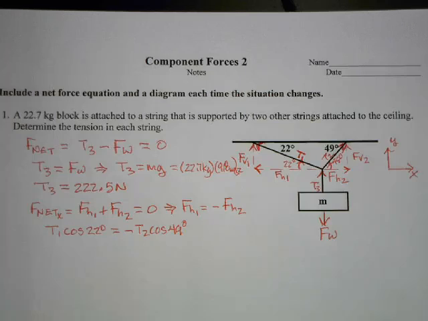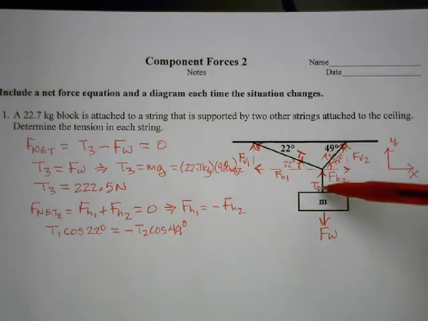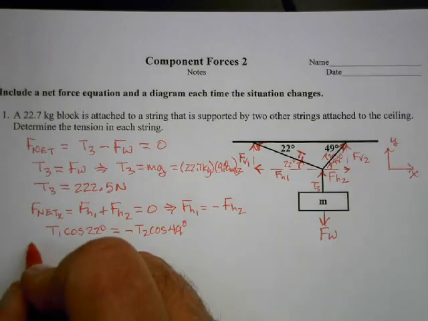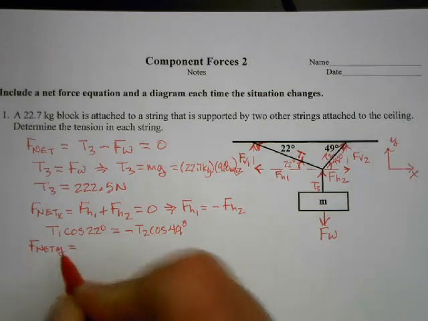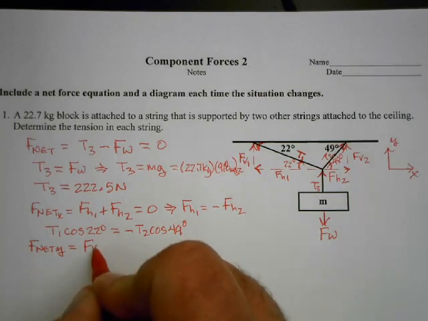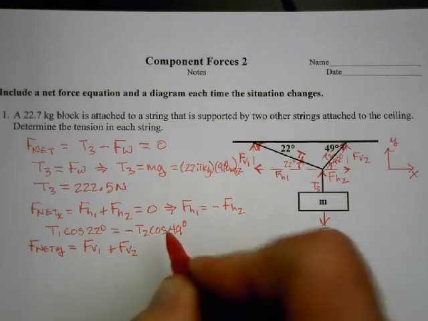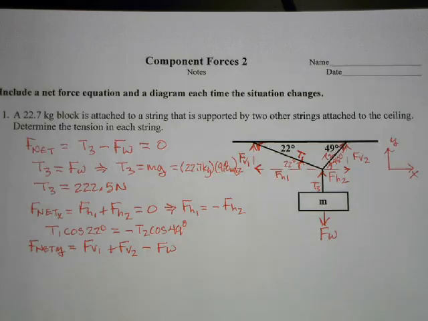Well, as I mentioned, nothing's moving, which means this whole piece, the string and the block, they have weight. The two vertical components have to be holding that weight up. And so I can do my net force in the y direction, which is going to be the vertical component of T1 and the vertical component of T2 minus FW, because it's the only thing that's going down, and all of that has to be 0.